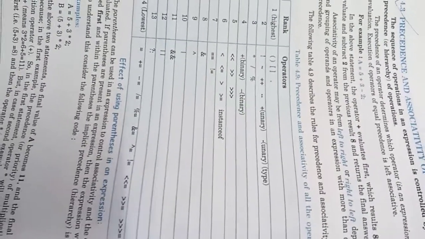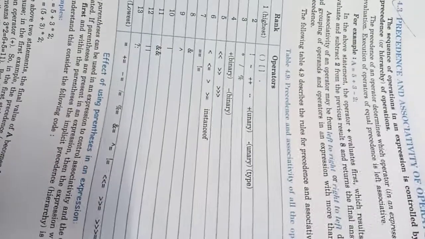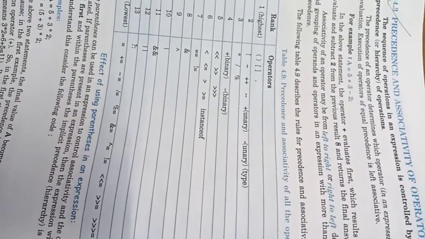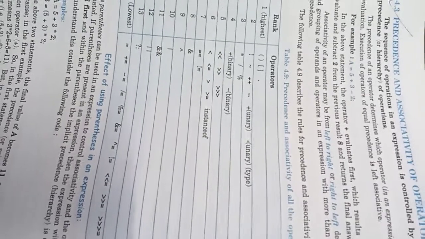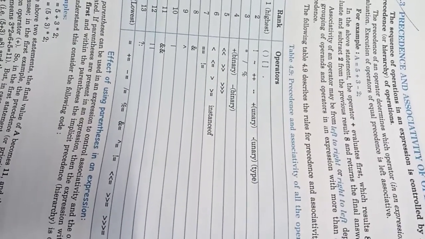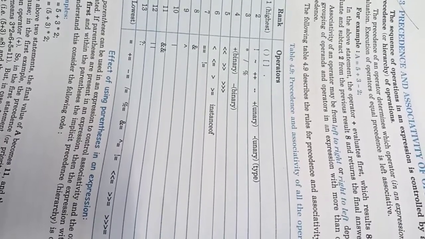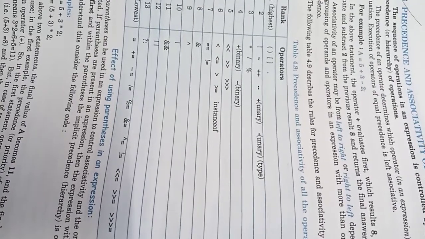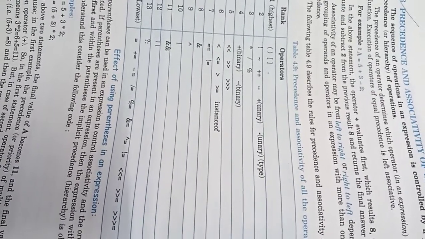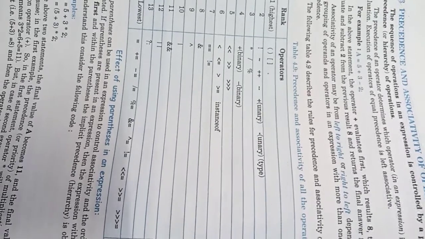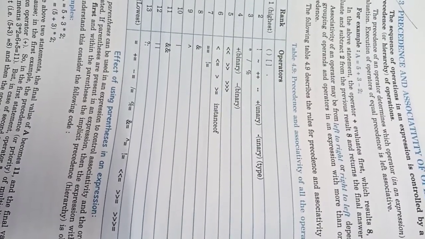In that chapter, the next topic is precedence and associativity of operators. What is precedence? Precedence is actually hierarchy, as you must have done in maths, the BODMAS rule: bracket, division, multiplication, addition, and subtraction. So this will be like that only.